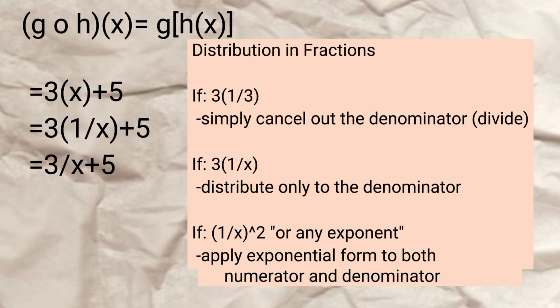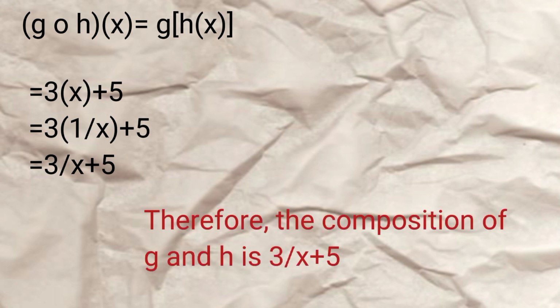That said, we can observe that 1/x has the denominator of an x variable. Therefore, we cannot cancel everything, but we can distribute to the numerator. So, we are now left with 3/x + 5, since a fraction and a whole number are not like terms and cannot be combined. So we can conclude that the composition of g with h is 3/x + 5.